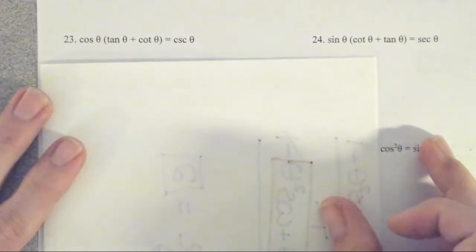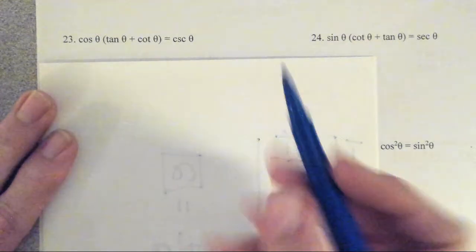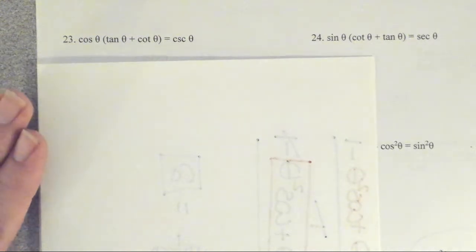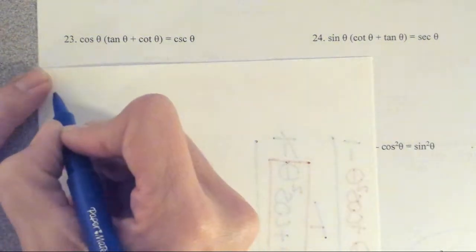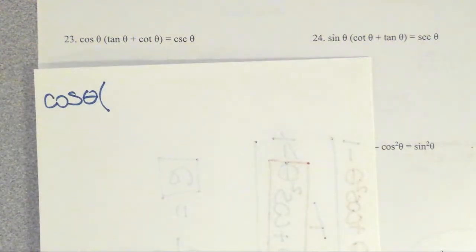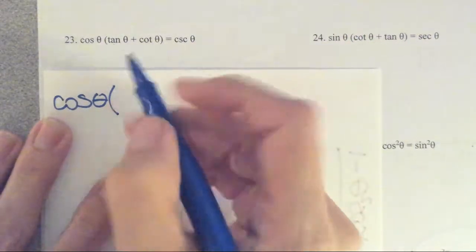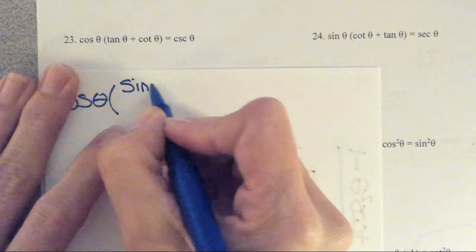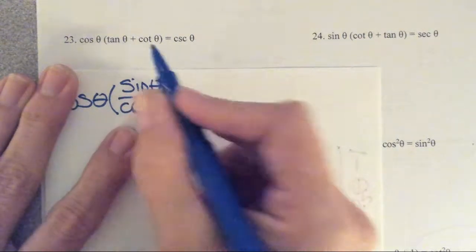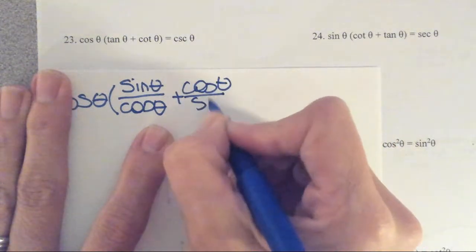On 23, they want me to multiply tangent plus cotangent times cosine, and they want my answer to be cosecant. So that's my goal. My goal is to get the answer cosecant. So we're going to start off the same way. I'm going to rewrite everything in terms of cosine and sine. So this already said cosine, so that one's good. The word tangent, I'm going to rewrite as sine over cosine. The word cotangent, I'm going to write as cosine over sine.